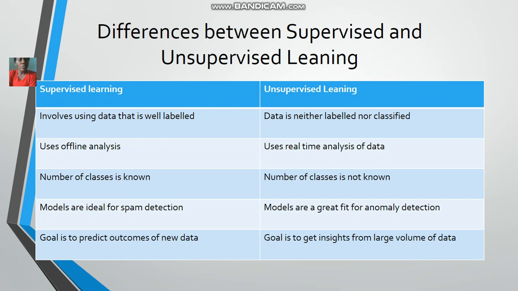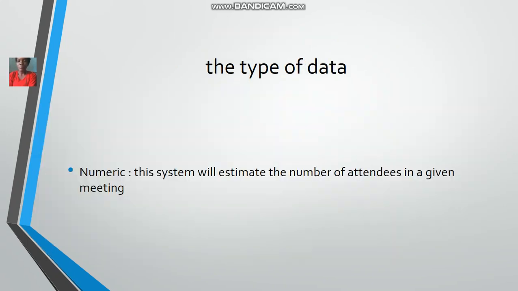So the models of supervised learning are ideal for spam detection, while the models of unsupervised learning are ideal for anomaly detection. Then the goal in supervised learning is to predict outcomes of new data sets, while the goal of unsupervised learning is to gather insights from large data sets.